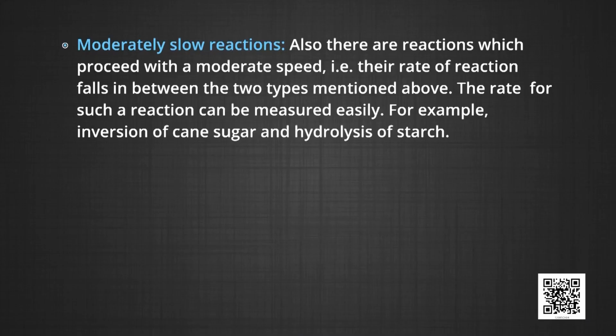The third type, the moderately slow reactions. Also, there are reactions which proceed with a moderate speed. That is, their rate of reaction falls in between the two types mentioned above. The rate of such a reaction can be measured easily. For example, inversion of cane sugar and hydrolysis of starch.